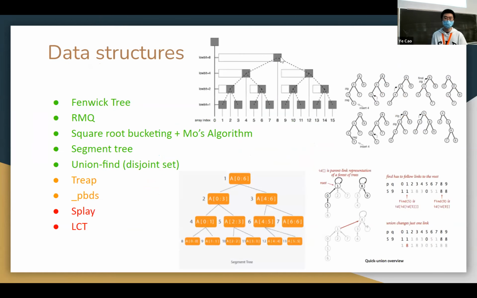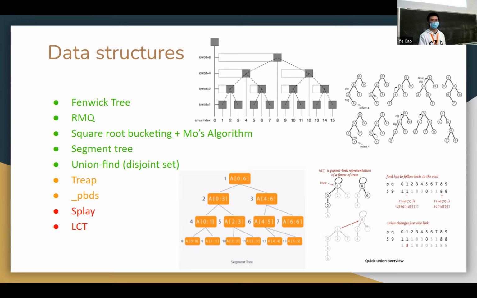Next, we move on to data structures. Fenwick tree: compute the prefix sum of an array in log n time. RMQ: given an array, query what's the minimum or maximum element from A_i to A_j. Very useful. Square root bucketing, which is really an idea: if you break a long array into root n chunks of size root n, does it help to solve certain problems? Mo's algorithm, an offline query algorithm whose idea is based on square root bucketing.